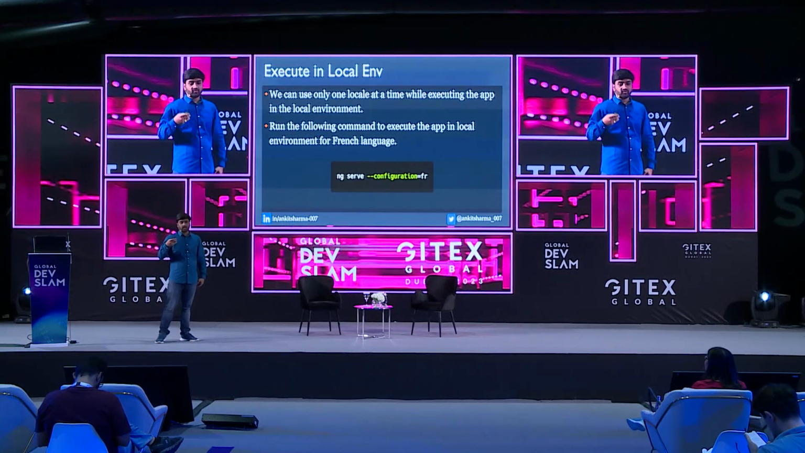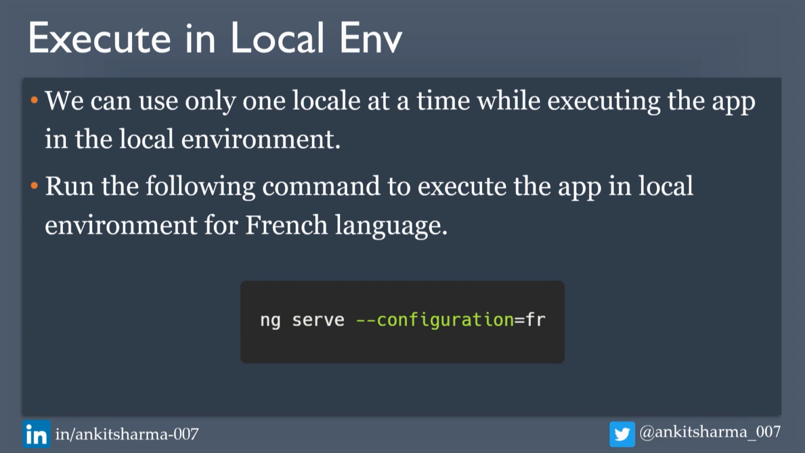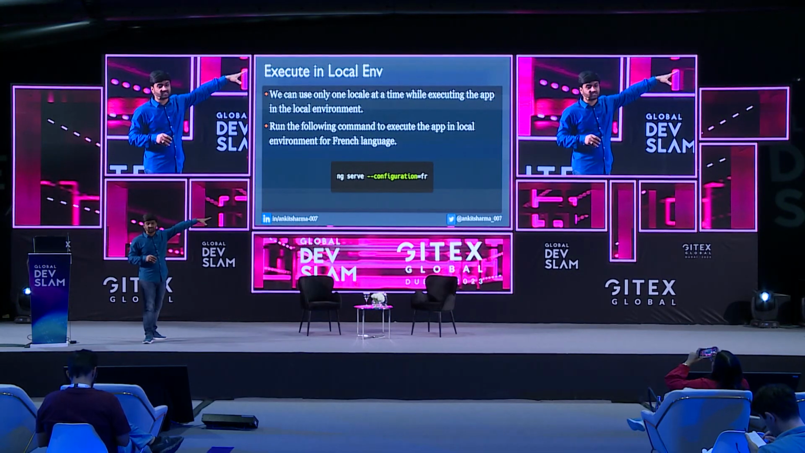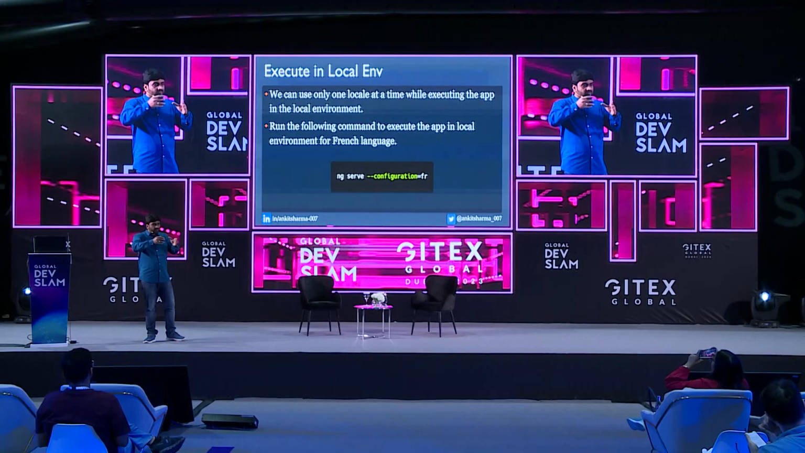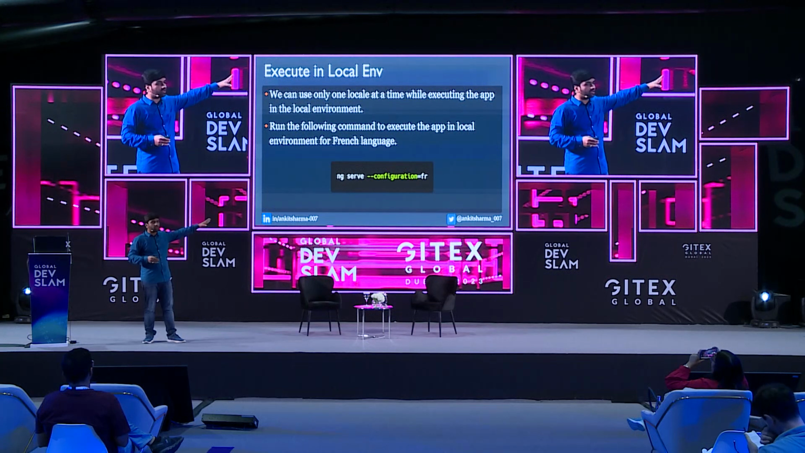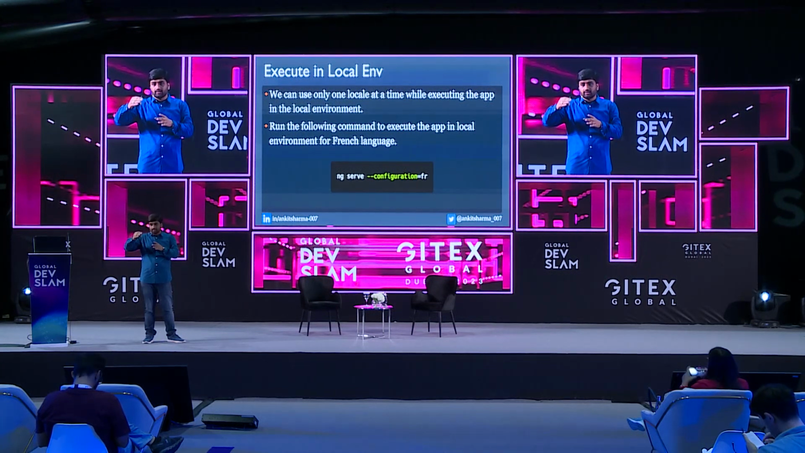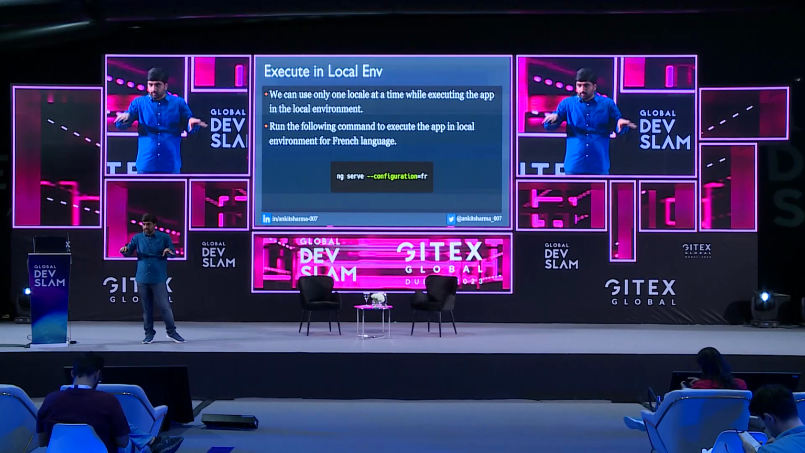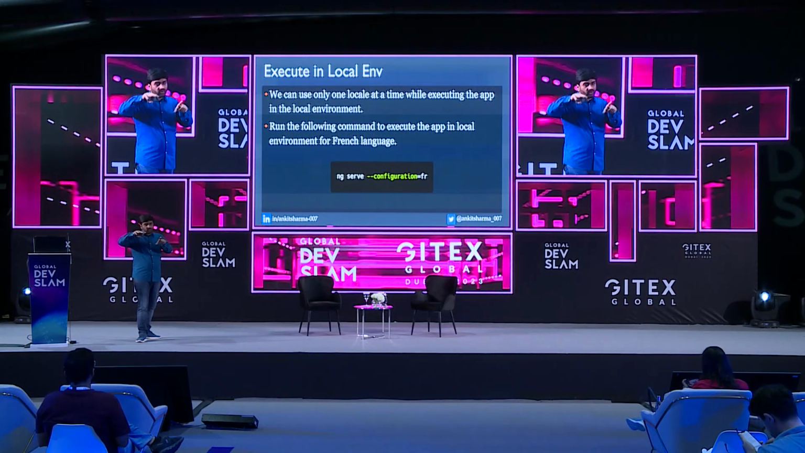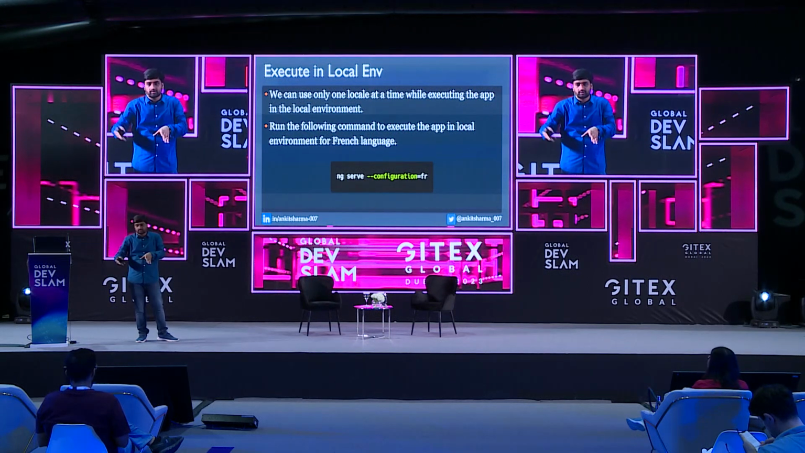Finally, if you have to execute them in a local environment, you have to use the configuration flag with ng serve, and you have to add the locale. So in this example, I am saying serve the localhost in French. fr stands for French. One important thing to note here is that in your local environment, you cannot change the language at runtime. You have to run separately for each locale. For example, this code will run only for French. If you want to change manually to English in the local environment, it is not possible. However, that is possible when the code is deployed to other servers, such as production servers.